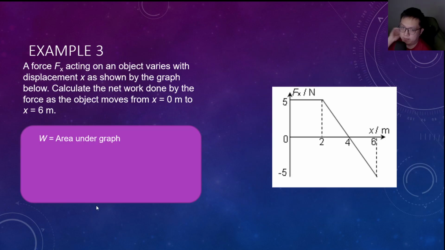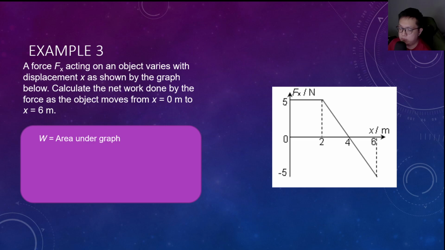Let's look at example 3 now. I have a force Fx that's acting on an object with displacement x as shown by the graph. Calculate the net work done by the force as the object moves from x equals 0 meters to x equals 6 meters. This force here is not a constant force, it varies with the displacement. So in this case, we have to find the area under the graph.